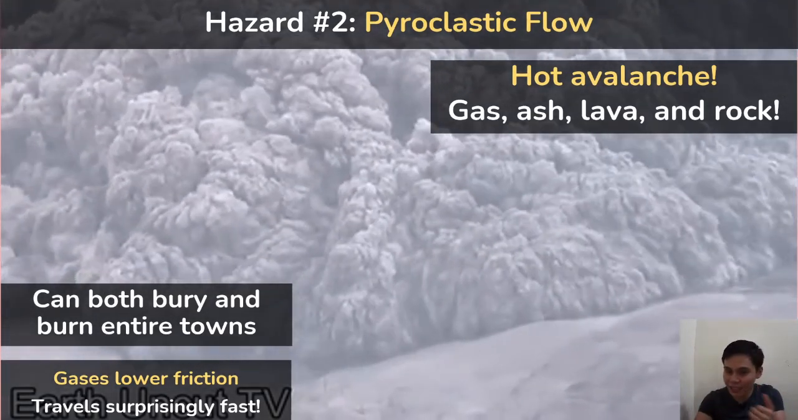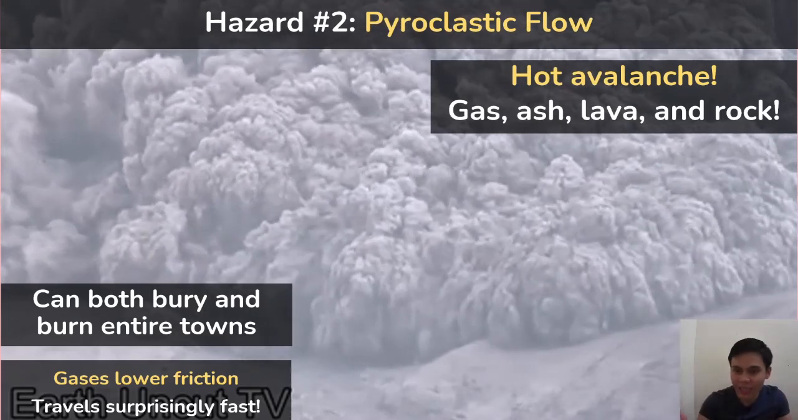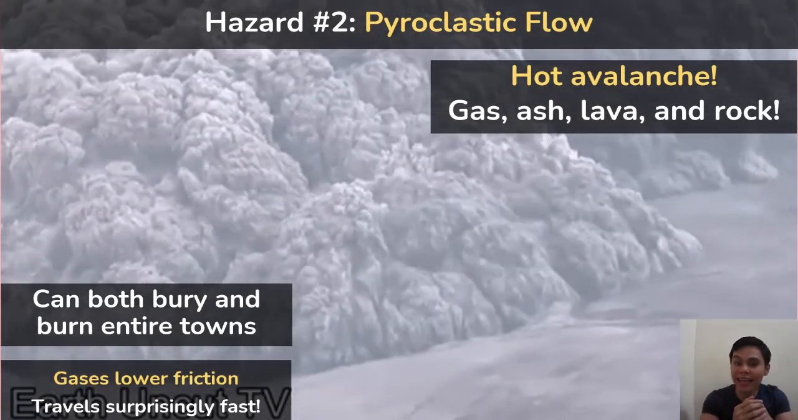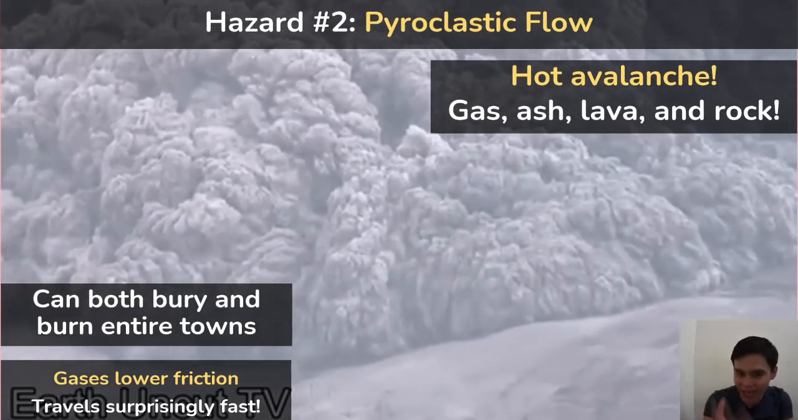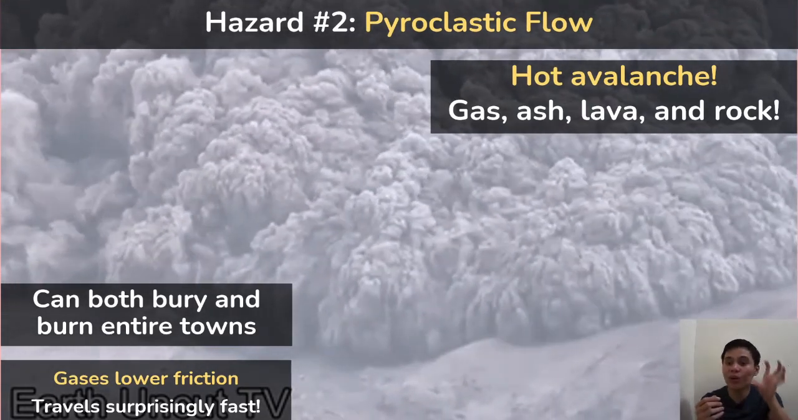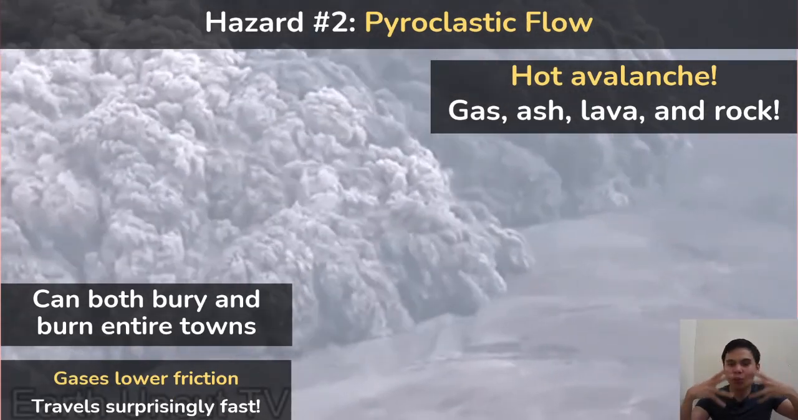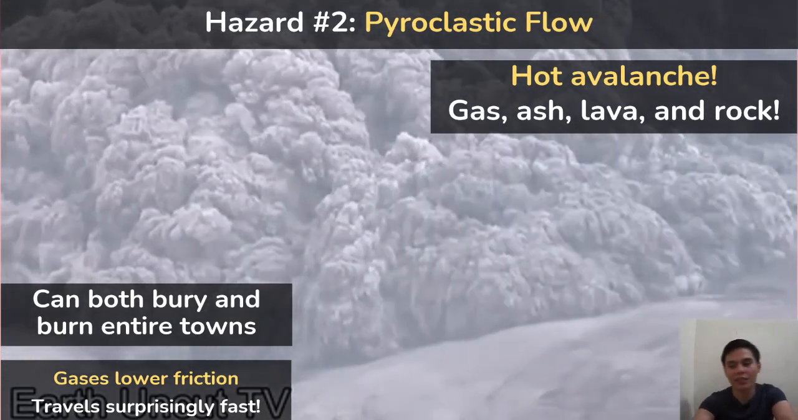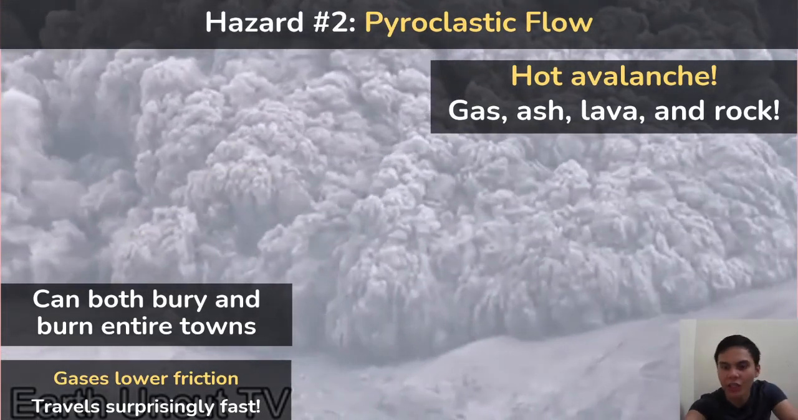It's made up of gases, ash, lava, and rock. And it goes so fast it can outrun cars and jeeps. And it can bury and burn entire towns. So the gases lower the friction of the entire plume of cloud, making it travel very, very fast, faster than most other things. So it's faster than a snow avalanche.